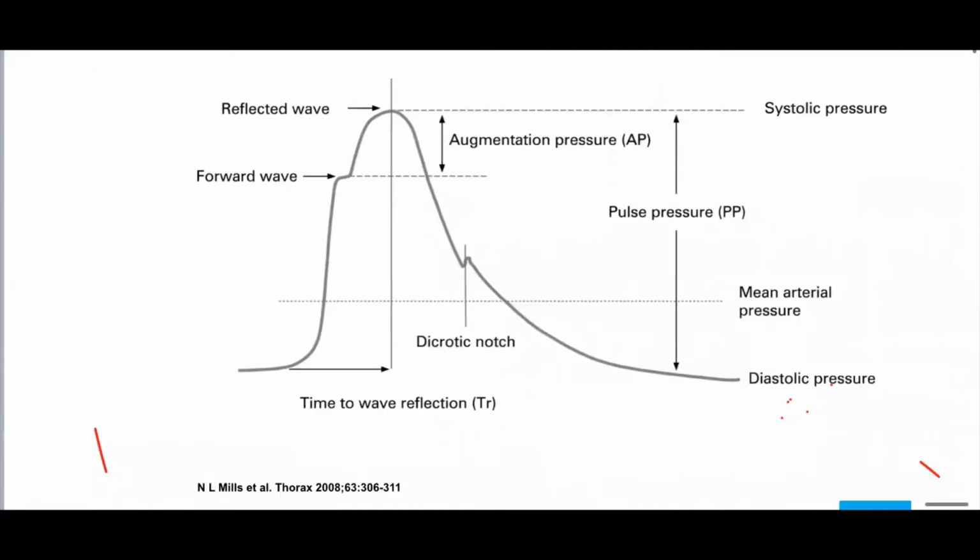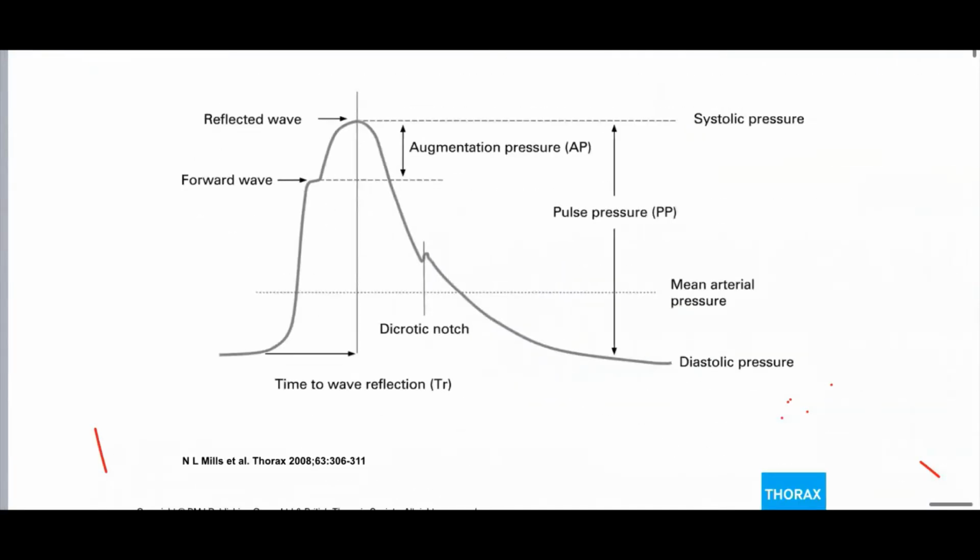Now let's move on to this one. Do you remember we have talked about the increase in blood pressure as you go down? This is called peripheral augmentation phenomenon, meaning that the further you go from the central aorta, the higher the blood pressure. And that's because of the reflected wave.